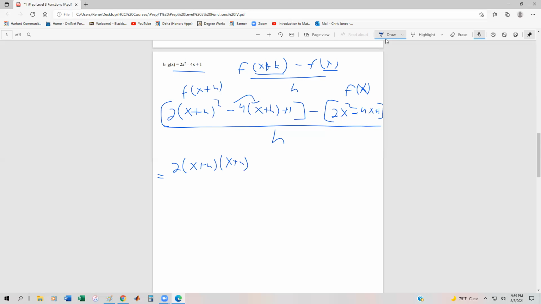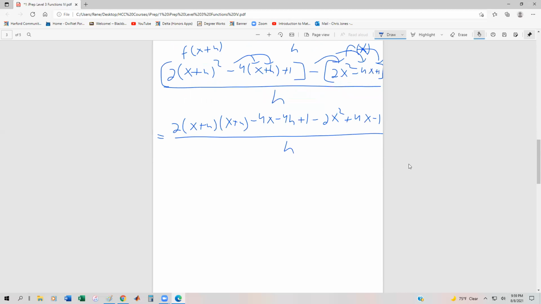I'm going to distribute the negative 4, minus 4x minus 4h. We have a plus 1. And then I'm going to distribute the negative to all 3 of the terms that we have inside of the second bracket for f of x. That's going to be minus 2x squared plus 4x minus 1. And that's all going to be divided by h.